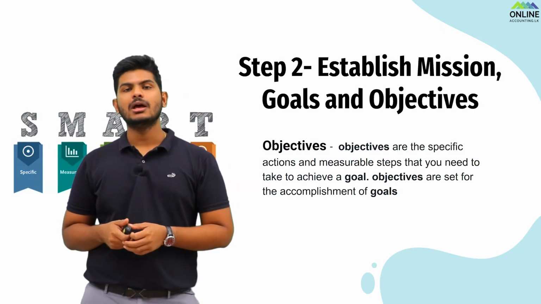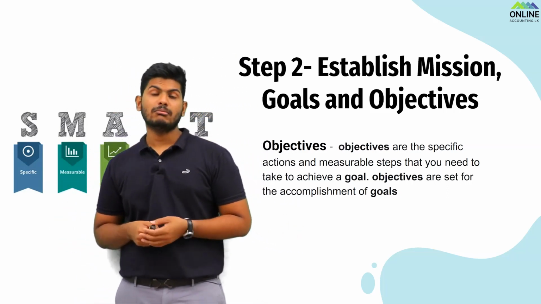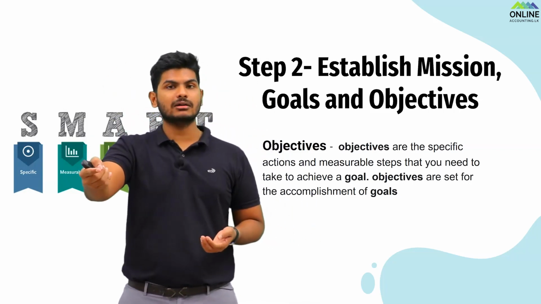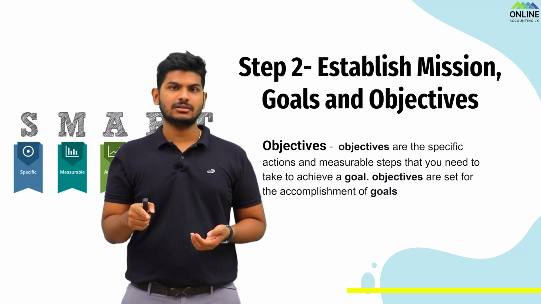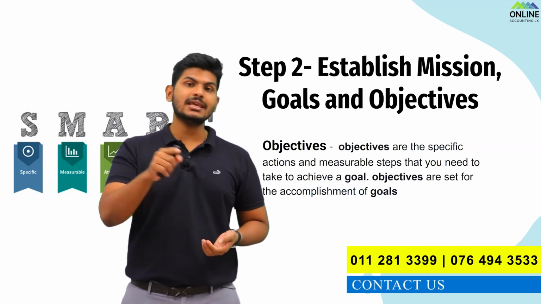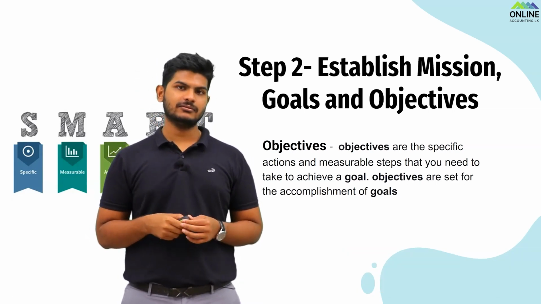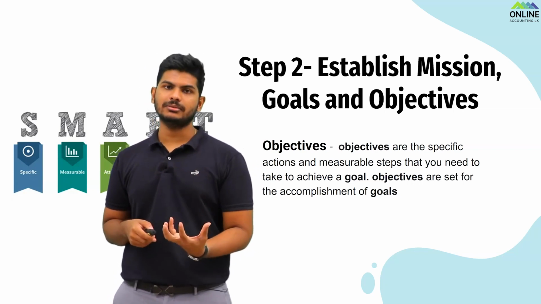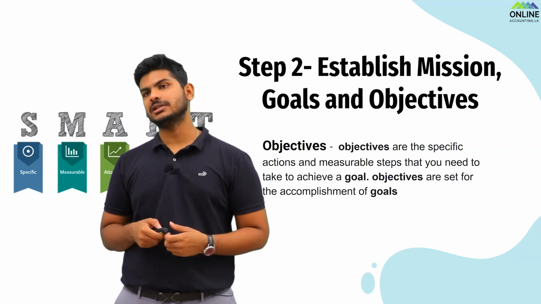For example, I need to get past my exam. That's my goal. But I need to get a 75 plus mark in business management in this year's exam, that is a smart objective. So you have to always be specific and measurable and quantifiable in terms of numbers, and that is called an objective.